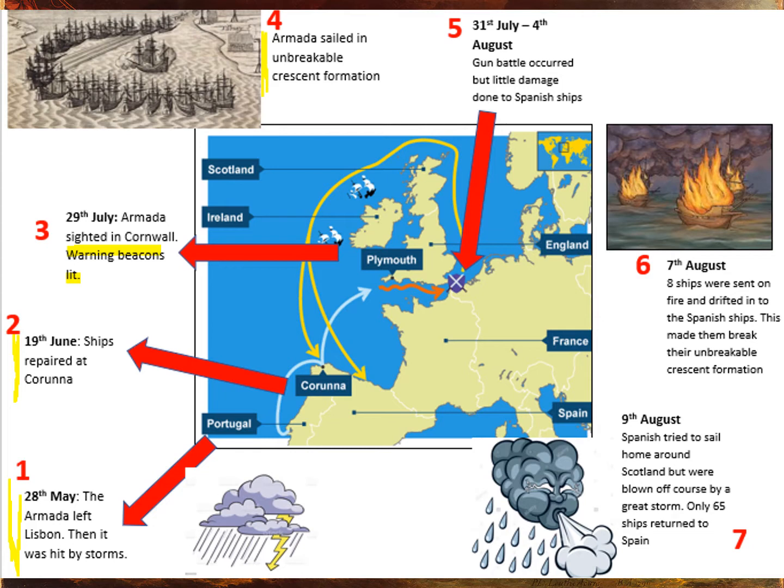The Armada then sailed in what it saw as an unbreakable crescent formation. This had served them well in other battles, and they felt there was nothing that could go wrong from this point. Then between the 31st of July and the 4th of August, there was a gun battle that took place. Now, this was obviously a battle that lasted several days. Very little damage was done to the Spanish ships. So the Spanish did incur some damage, but really this was about delay to their plan that was a problem more than anything else. The English then used the tactic of fire ships. So 8 of these ships were set on fire and drifted towards the Spanish ships. And this made them break their supposedly unbreakable crescent formation.